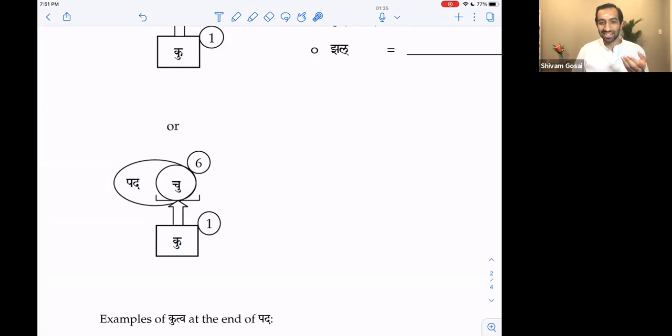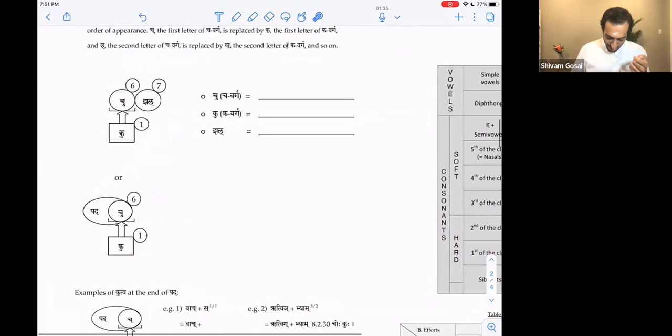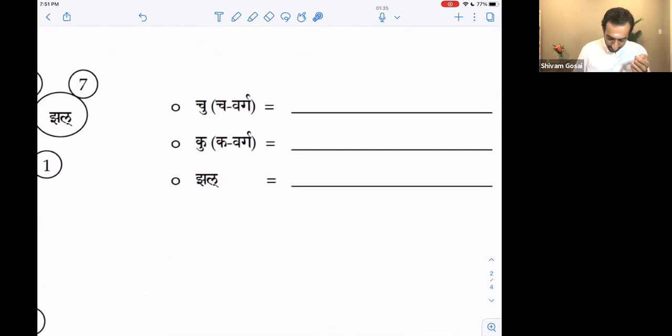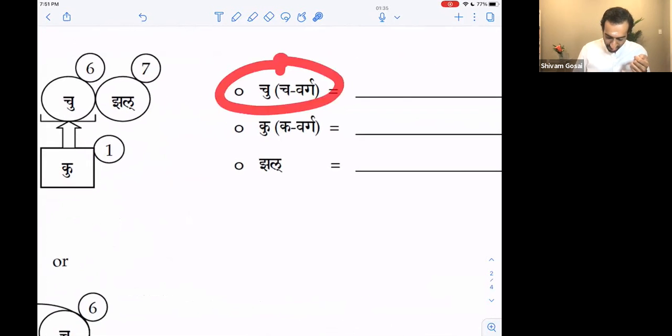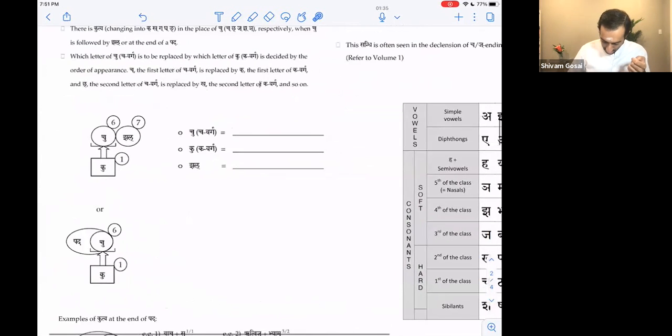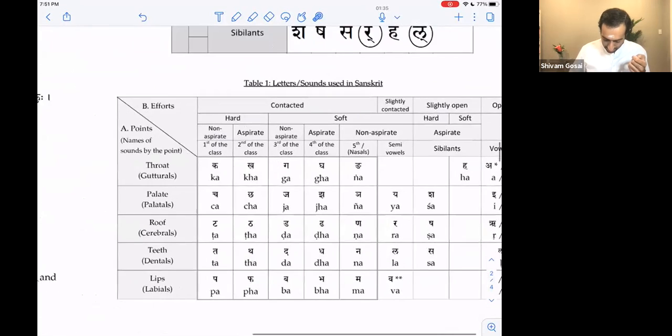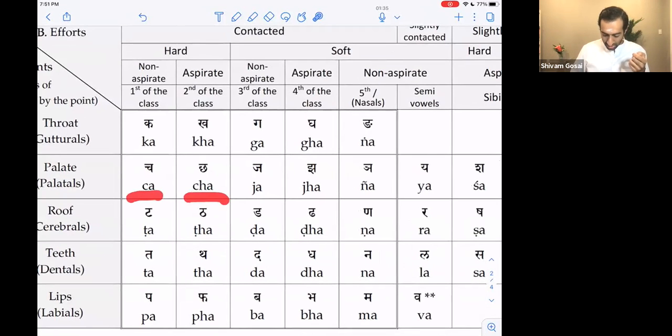We sound a little bit nuts. Chu and ku and, you know? All right, what is chu and ku? So chu is chavarga, meaning that whole row on the alphabet chart, starting with cha. So cha, chha, ja, jha, nga. Do you feel like you're in preschool again? Cha, chha, ja, jha, nga. Okay, that's chu.